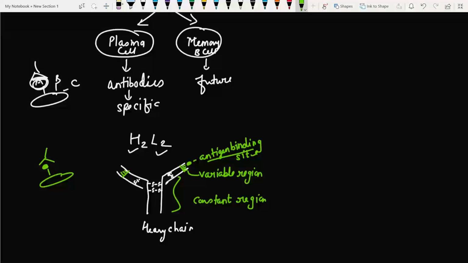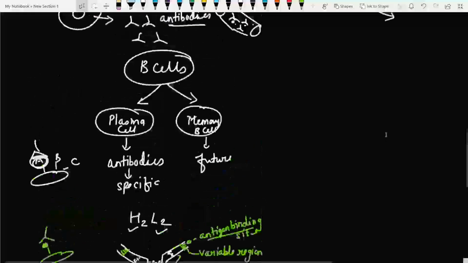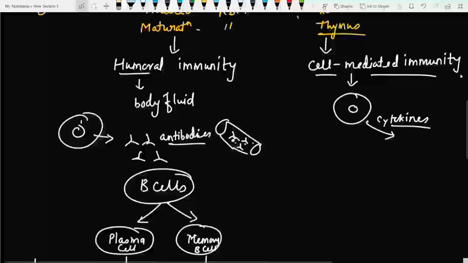It will bind, it will opsonize, and it will attract the other phagocytic cells to eat this cell. Also, it will neutralize the toxin released by the pathogen, which can cause illness inside the body. So basically, antibodies help in bringing other cells to act on the pathogen by opsonizing the antigen, and they also neutralize toxin.